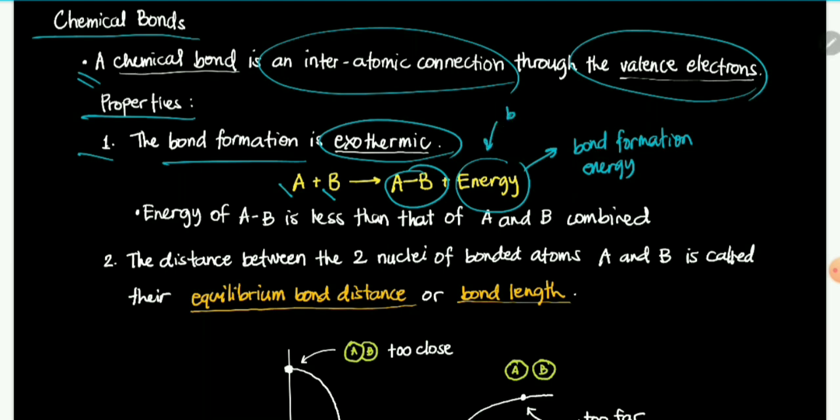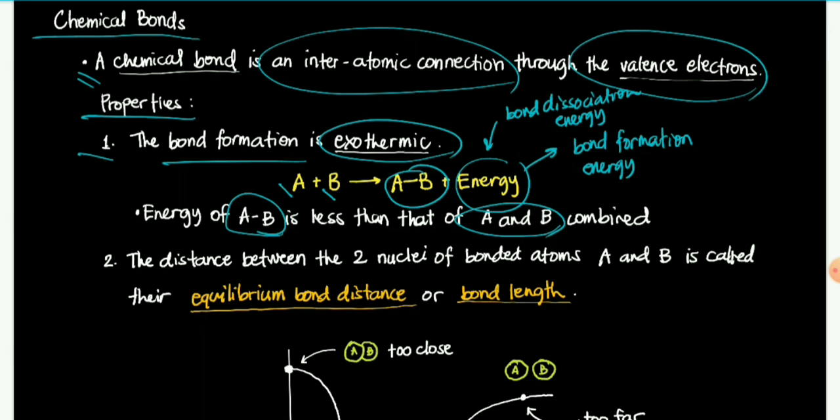Ang energy na yun ay bond dissociation energy. Okay? So, bond dissociation energy is for the endothermic naman, yung kabaliktaran na reaction. Kapag i-break mo yung bond between A and B para ma-produce mo yung individual atoms A and B. Okay? So, the energy of the bonded state AB is less than that of the combination of the energies of the individual atoms A and B.